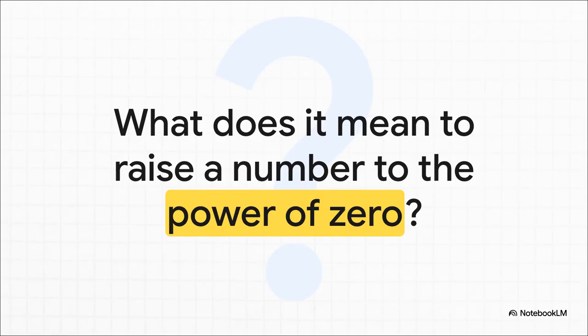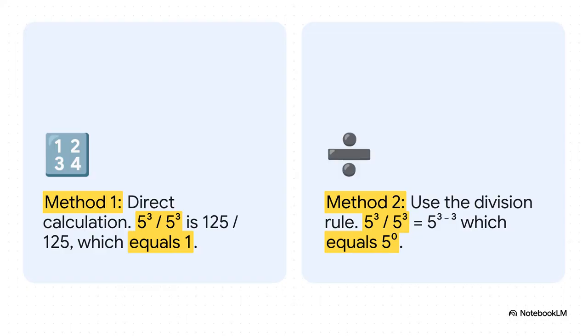Let's start with a question that you have to admit sounds a little philosophical. How can you multiply a number by itself 0 times? It feels like it shouldn't make sense. But don't worry, logic gives us a perfect, concrete answer. Check this out. We're going to solve the same problem, 5 cubed divided by 5 cubed, in two different ways.